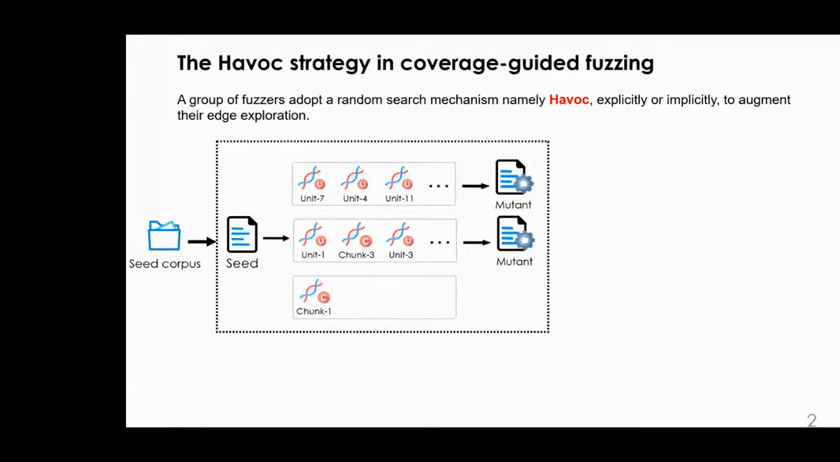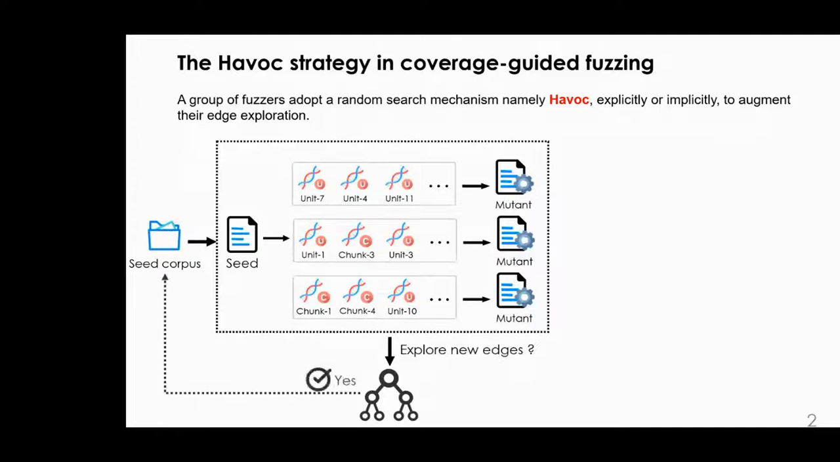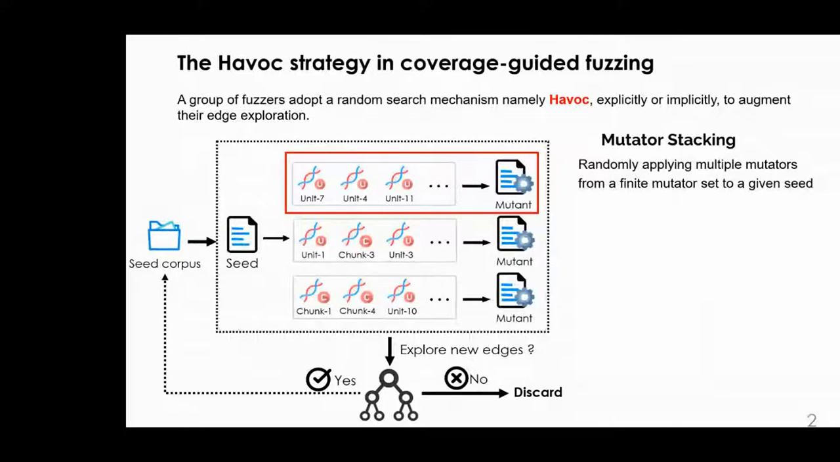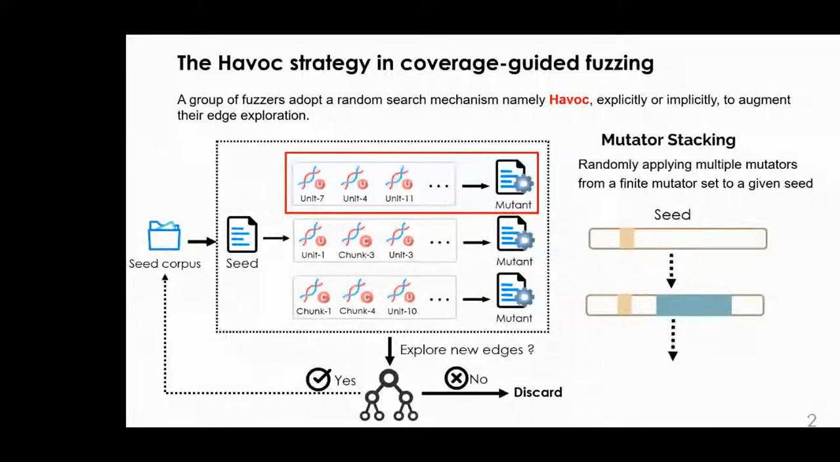Note that generally, Havoc enables two types of mutators, chunk mutators and unit mutators. We will introduce their details later. And if a mutant explores new edges, it will be added into the seed corpus for further mutation. Otherwise, it will be discarded. Mutator stacking randomly applies multiple mutators from a finite mutator set to a given seed. For example, we have a seed here, then we use a unit mutator, then we use a chunk mutator on it. By combining the two mutators, we have our final mutant.